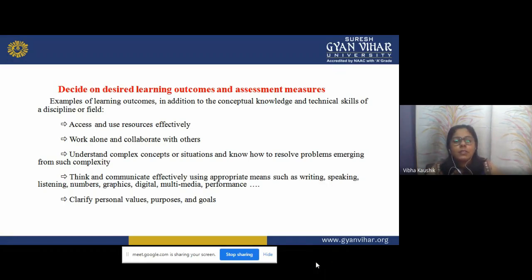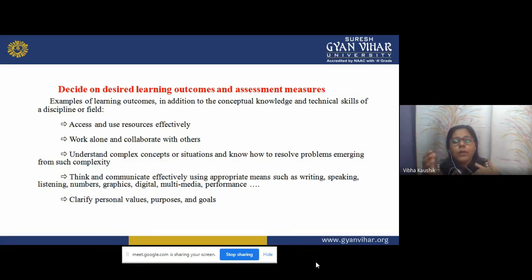Examples of learning outcomes: in addition to the conceptual knowledge, meaning the knowledge of the concept about the topic, and technical skills, a discipline or a skill field. Assess and use resources effectively, so that the teacher and the students are able to use all the resources that are available to make the teaching learning process effective. Work alone and collaboratively with others. You can frame your learning outcomes so that you can focus alone, and you can also work in a collaborative manner.